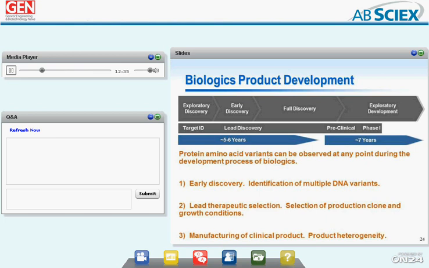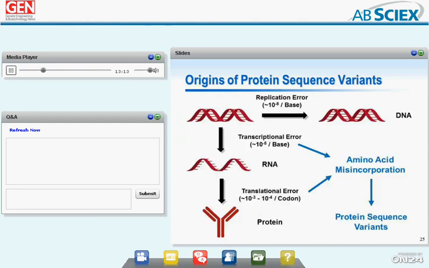When you look at where amino acid variants can be observed, starting in early discovery, we mostly focus on looking for the identification of DNA variants, leading to incorrect confirmation of the proper sequence of the target we're looking for. As you move through full discovery and lead therapeutic selection, you can also find amino acid sequence variants as a function of your production clone or growth conditions. And finally, through exploratory development and clinical trials, you're focusing on limiting any amino acid sequence variants for the manufacturing of your clinical product.